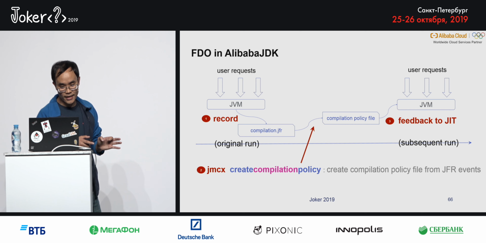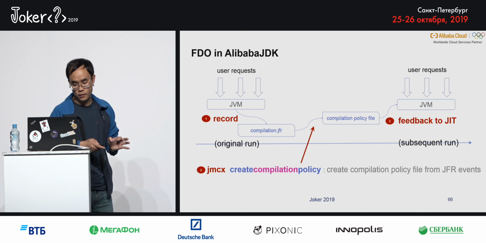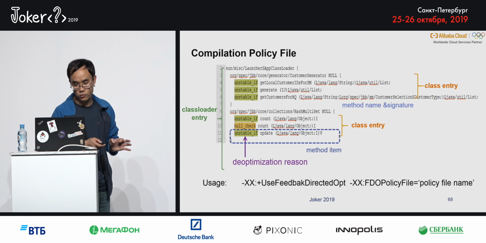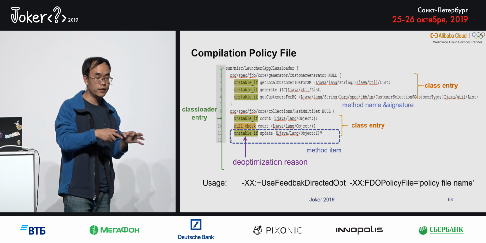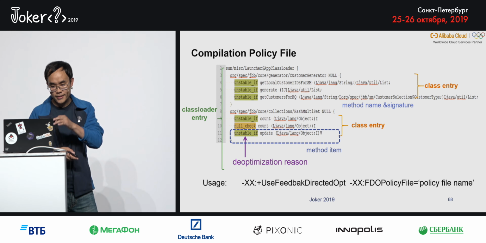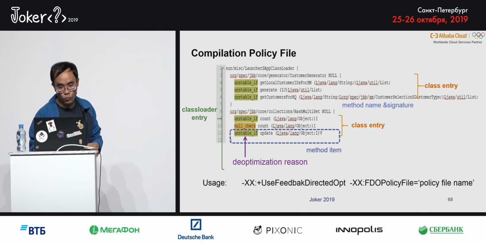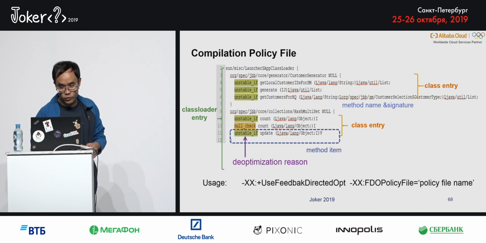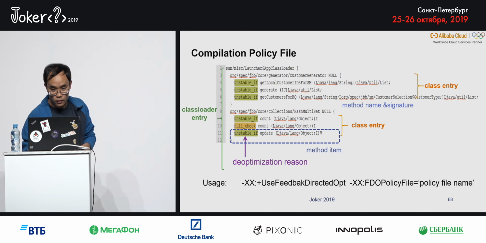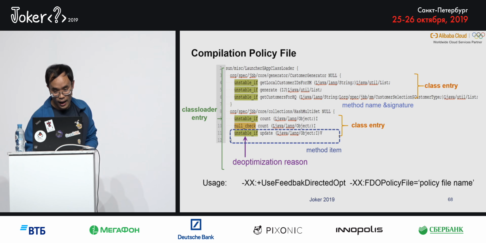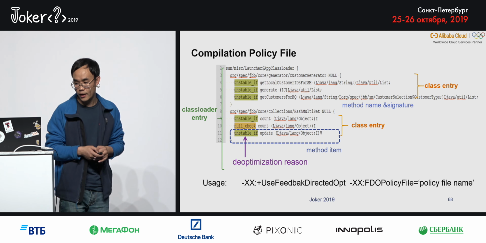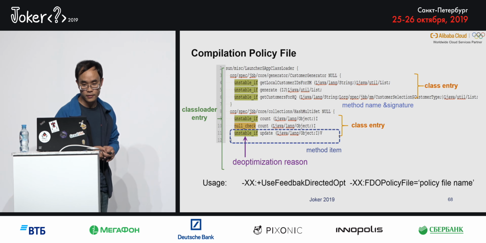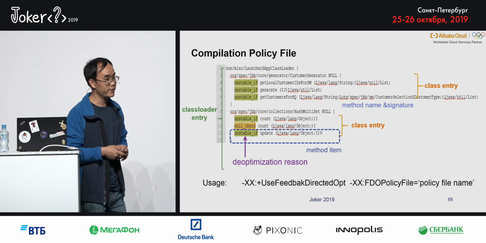just use the FDO information for your next run. This is the compilation policy file we used. In this file, you can see this has been constructed as a hierarchical structure. It contains which class loader, which class entry, and which method has been de-optimized. And then it also records the de-optimized region.